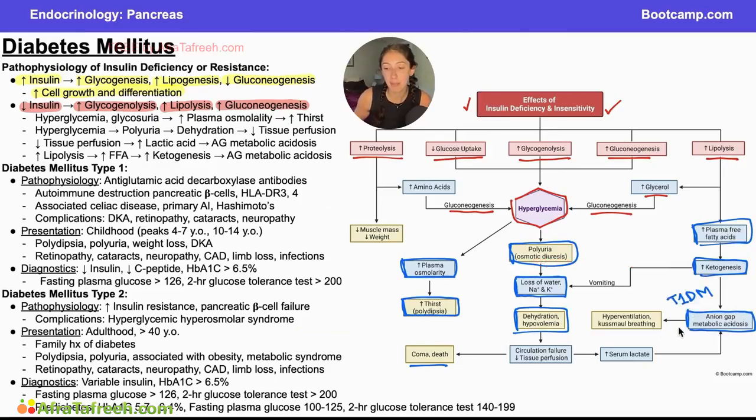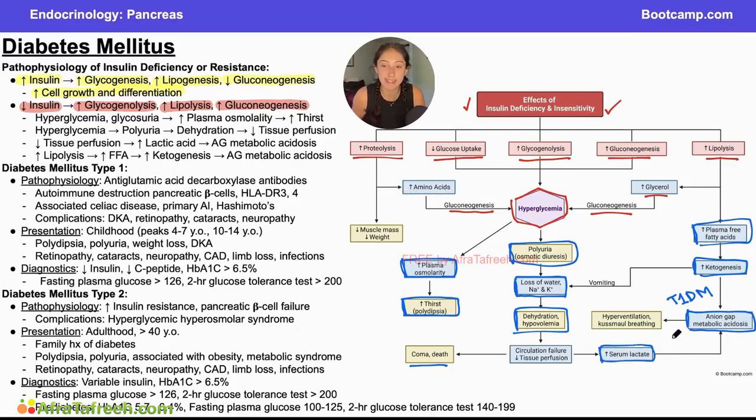So this anion gap metabolic acidosis can lead to hyperventilation, or what we call Kussmaul breathing, as your body is trying to compensate for the acidosis by breathing off more CO2. It's a very rapid, deep breathing. Additionally, this anion gap metabolic acidosis can be exacerbated when we have the dehydration and the hypovolemia that we already talked about, leading to decreased tissue perfusion, tissue damage, and a rising serum lactate. That can also contribute to this anion gap metabolic acidosis.